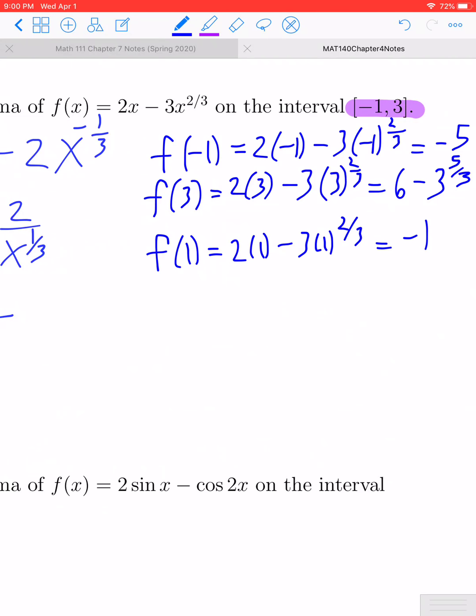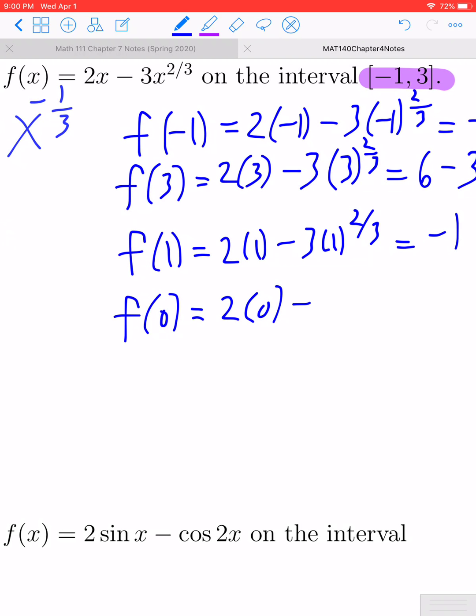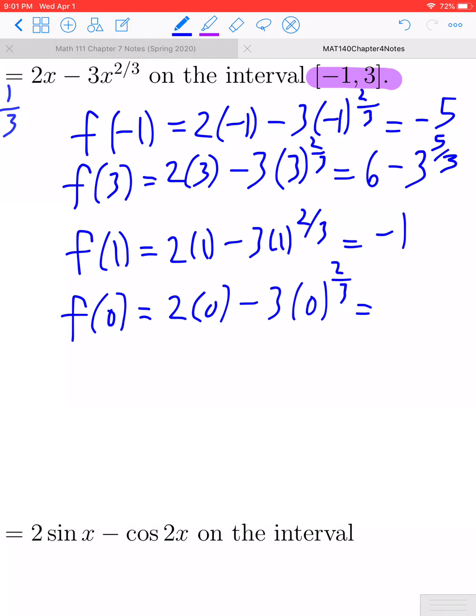And f of 0, which was our other critical number, should be 2 times 0 minus 3 times 0 to the 2/3, and that will be equal to 0. If we wanted to approximate the f of 3 value so we can compare it to the other numbers, we would need to use a calculator for that.